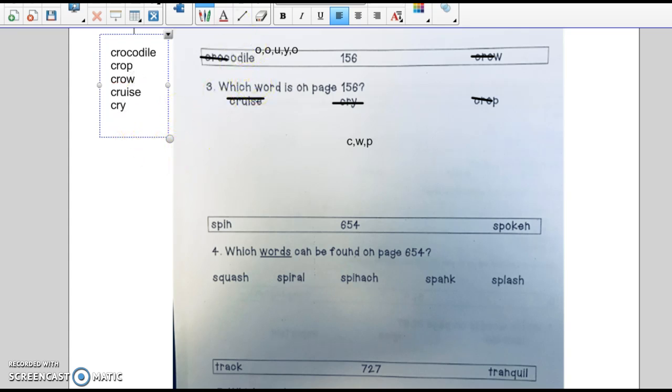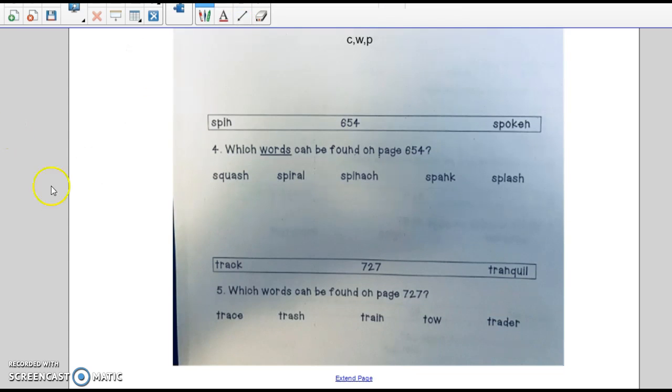All right, so step 2, draw your dictionary page based on your guide words. We have crocodile as our first word, crow is our last word. What other word goes on the page? Oh, look, Miss Gregory, it's crop. All right, look at number 4.